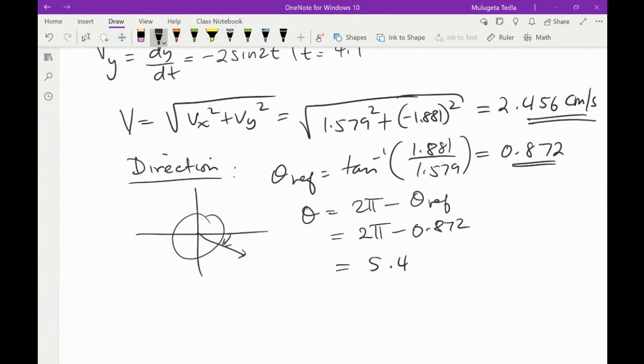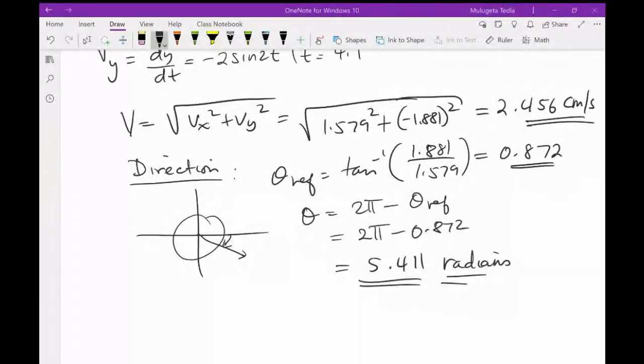is 5.411 radians. You don't have to write radians because obviously it's radians if there is no degrees. Times 180 divided by pi is 310 exactly. Yes.